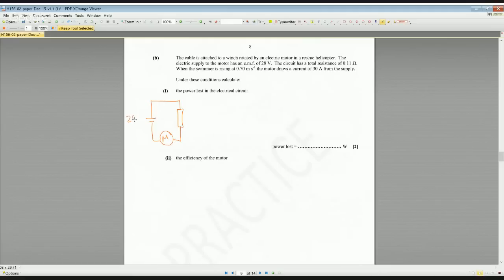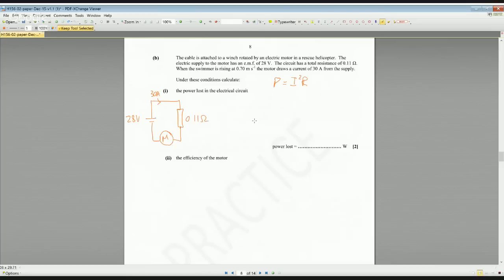We know that the voltage is 28 volts. We've got a current I here, which is 30 amps. And we know the resistance in the circuit is 0.11 ohms. Now, to work out the power lost, you will almost always, for power loss, use the equation P equals I squared R, and this question is no exception. However, you've got 3 equations on your formula sheet for power. You've got P equals V squared over R, P equals IV.